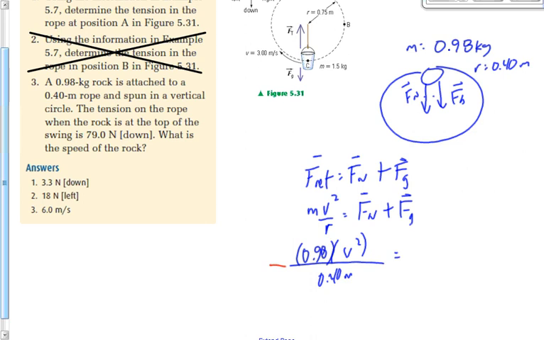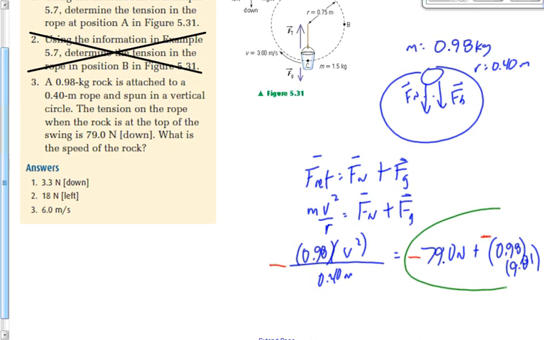Fn, 79 newtons downwards. We're going to make that negative because the normal force, or the force of tension, acts down. The force of gravity is m times g, 0.98 times 9.81. We're going to make that negative because it acts downward. So now we're going to solve for v. Get this number on the right-hand side. That's easy enough. Multiply it by 0.4. Divide it by negative 0.98. Square root it. And when you do that, you should end up with v equal to 6.0 meters per second.